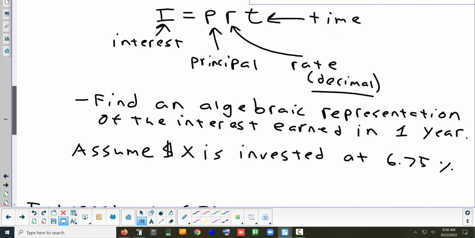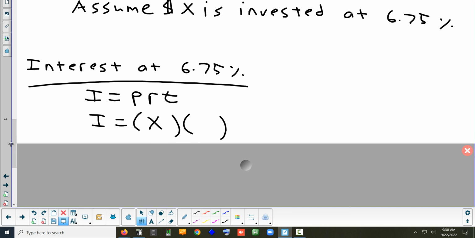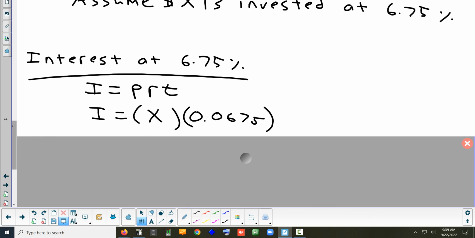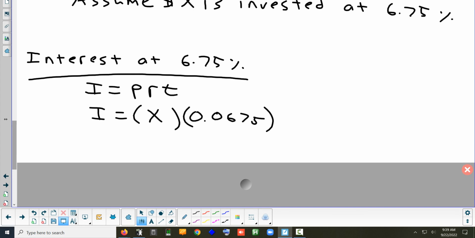But what would I fill in for R? 0.0675. A little more space. 0.0675. That's how you write 6.75%. So there's your rate. And what's the time in this problem? 1 year. So we actually don't even need times 1 at the end because that's not going to change anything. So there's your formula for the interest he'll make in this account.